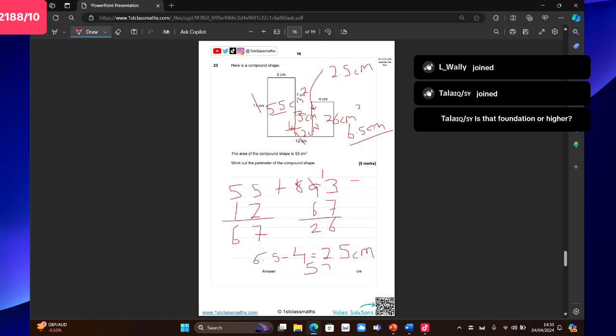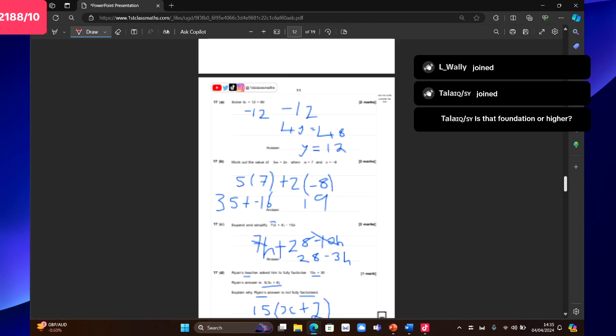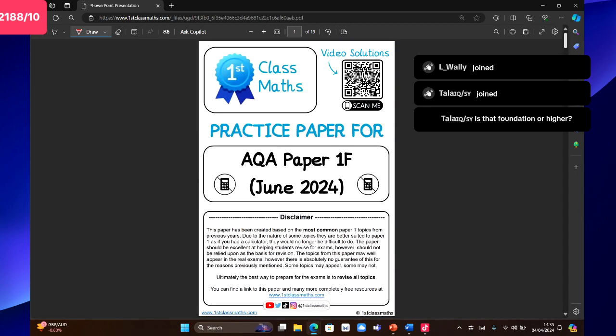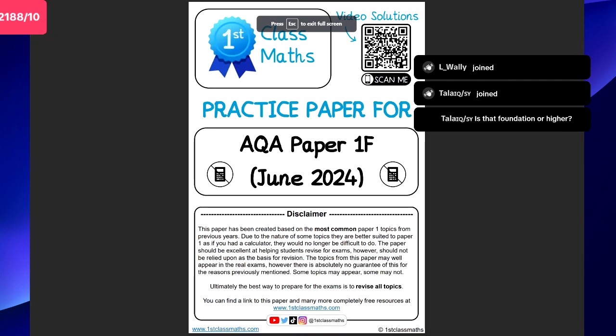So, Tali, this is actually a foundation tier paper, but these questions also appear on higher. So question 17 onwards is higher tier content, so it appears here on both levels.